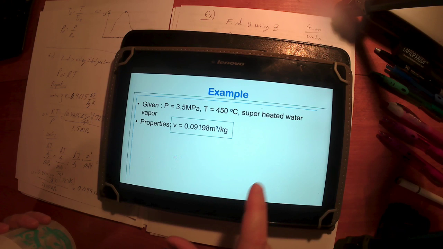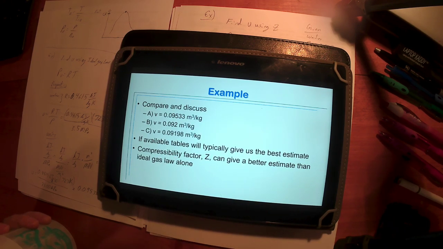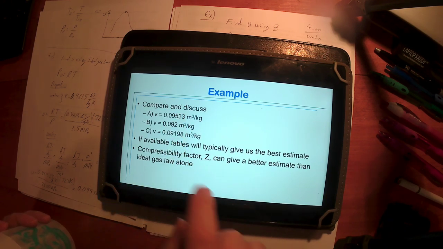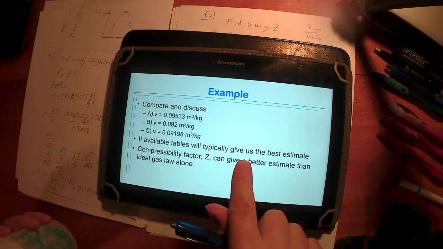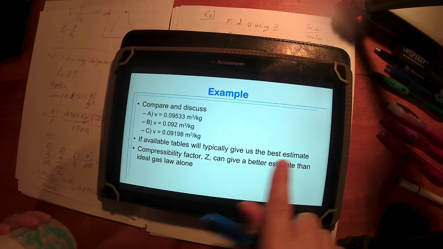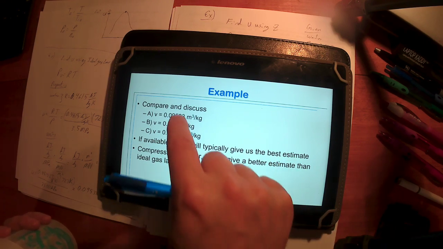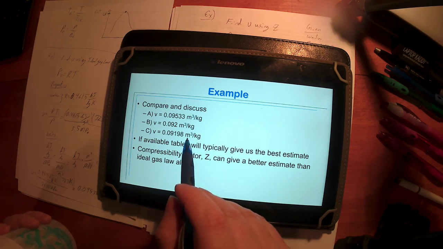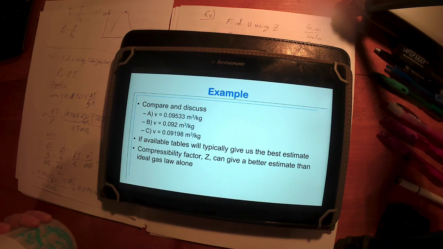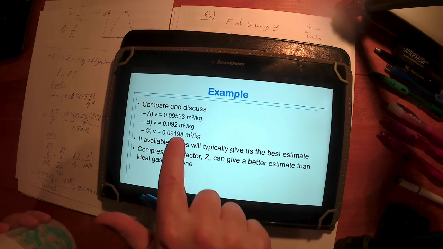Now, how does that help us? Well, compare and contrast there. Part A, just using the ideal gas law, we got this value. Close. Not great, but close. Using a good Z value, really going to the trouble of getting a good Z value, I got 0.92. The property tables will give us the best estimate. They're based on reality. These are based off of estimates and laws. This is actual data. They've actually taken water and measured it to verify this value.